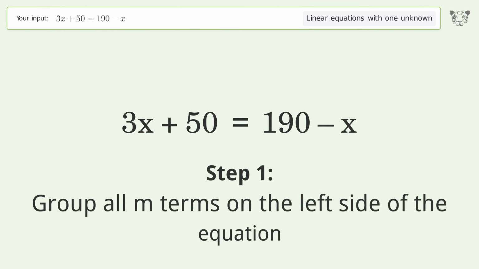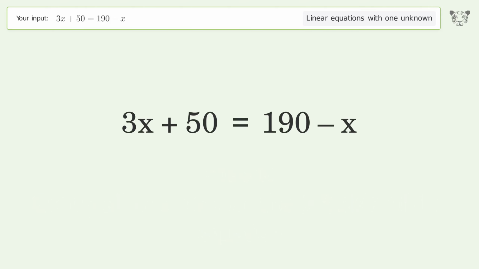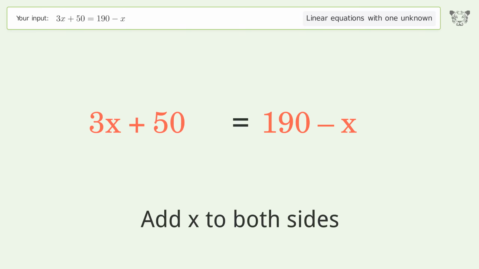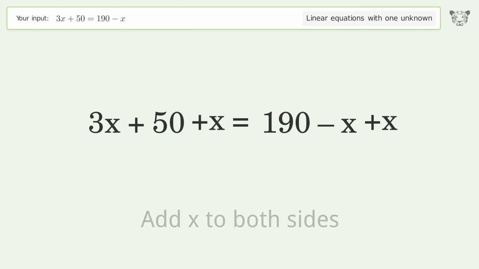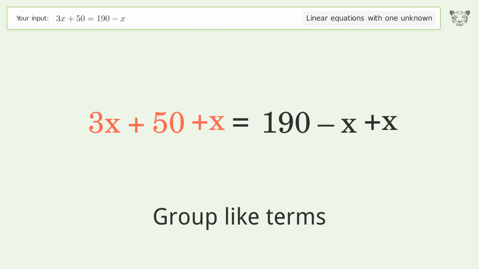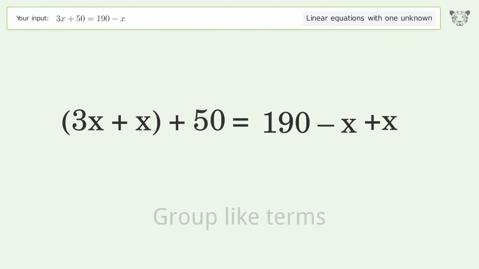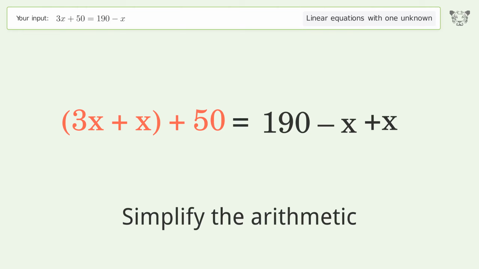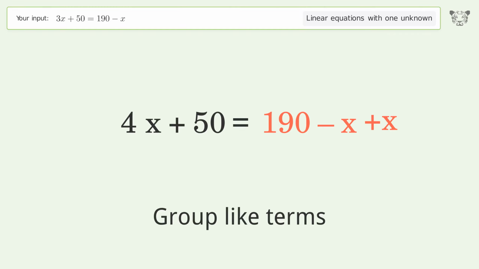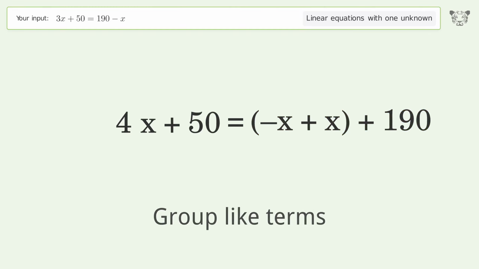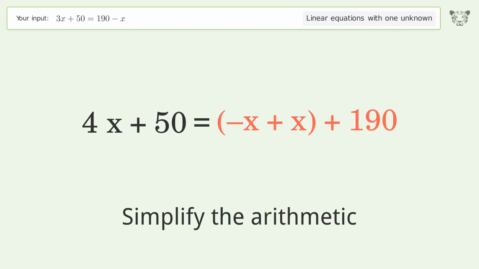Group all m terms on the left side of the equation. Add x to both sides. Group like terms. Simplify the arithmetic. Group like terms. Simplify the arithmetic.